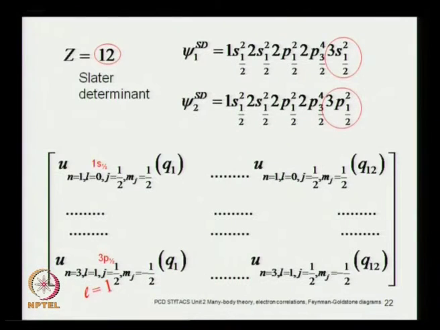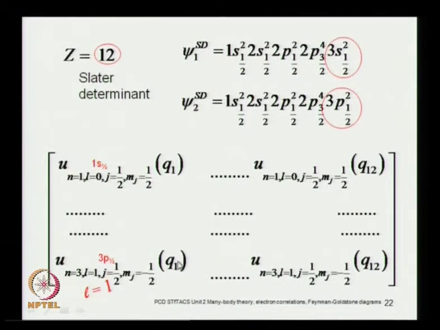But in the previous case, we are denoting the positions by Q11 and Q12. In this case, should we use Q13 and Q14? No, you are talking about 12 electrons.